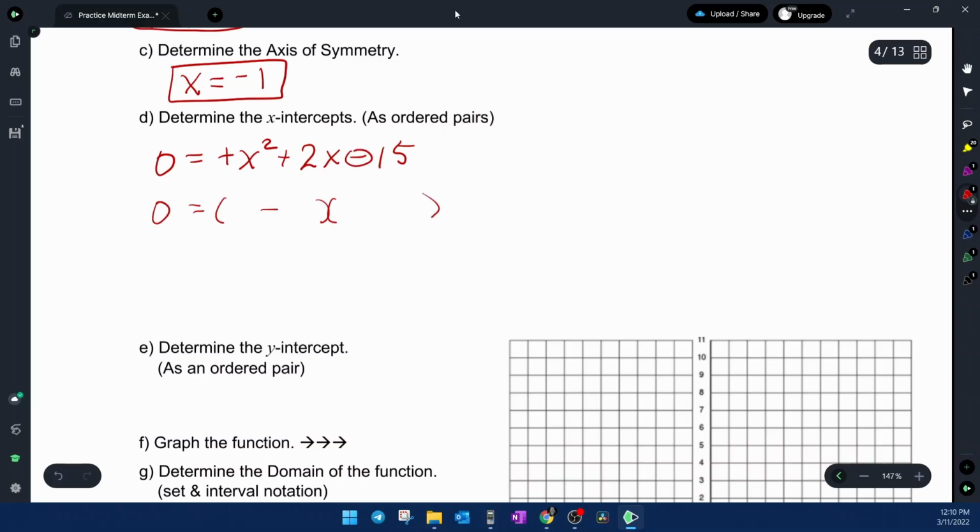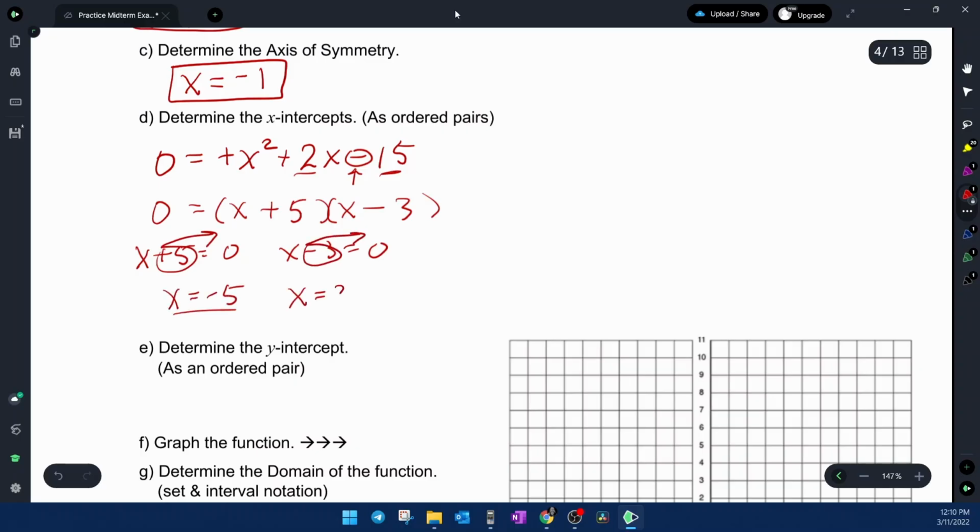The signs are going to be different. X and x make x squared. And I need numbers that multiply to make 15, subtract, and make 2. And I believe those are 5 and 3. Okay, so setting each factor equal to 0 and solving for x, we're going to get x is negative 5. And we're going to get x is 3. And we do need to write those intercepts as ordered pairs. So negative 5 comma 0 and 3 comma 0.